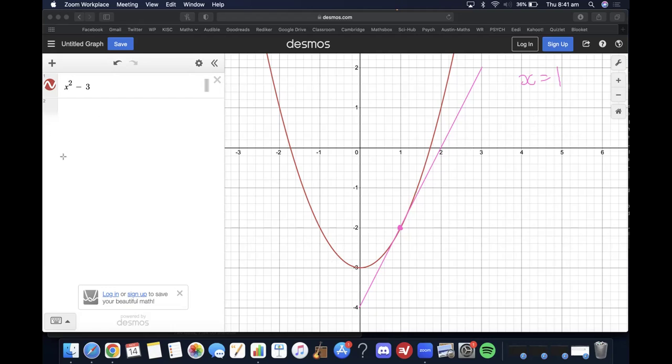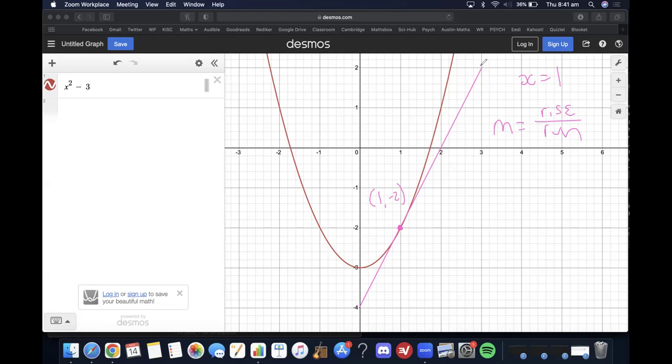And now what I want to do is something we already know how to do, find the gradient of the tangent line. How do I find the gradient? Rise over run, right? So what I'm going to do is I'm going to pick any 2 points on my line. I've already got one. This point here is 1, -2, right? Where x is 1, y is -2.